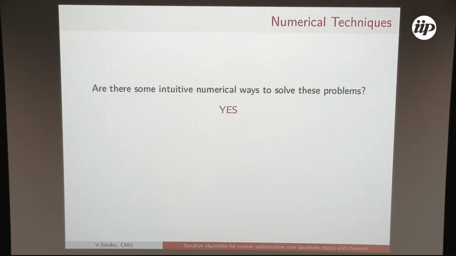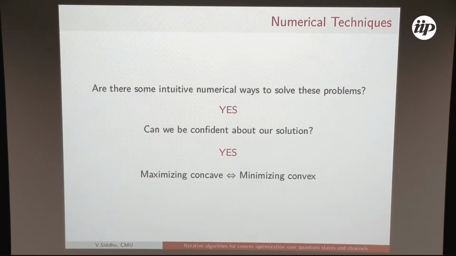And well, the thing is, once you get some answer at the end of your numerical technique, you want to check how close you are to the optimum. And since the problem is convex, you can be confident about your solution, and you can compute this confidence. Okay? And now I'm going to move from, say, maximizing concave functions to minimizing convex functions. It's just the same problem, but just one language to talk about it.